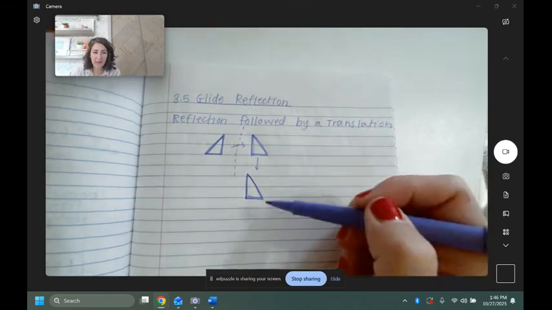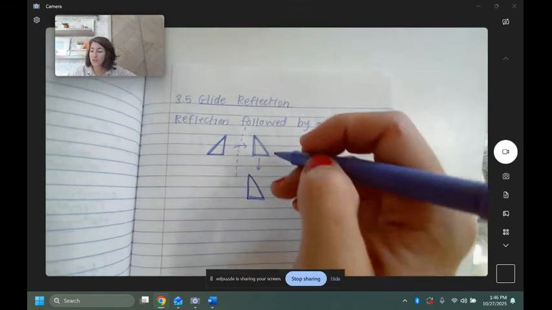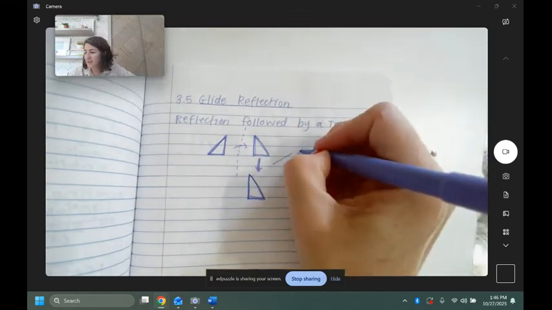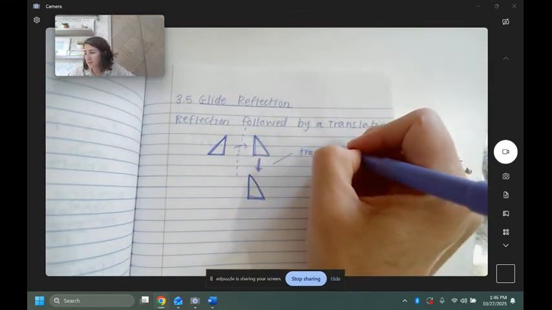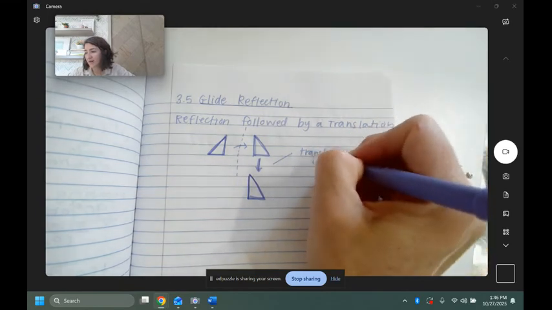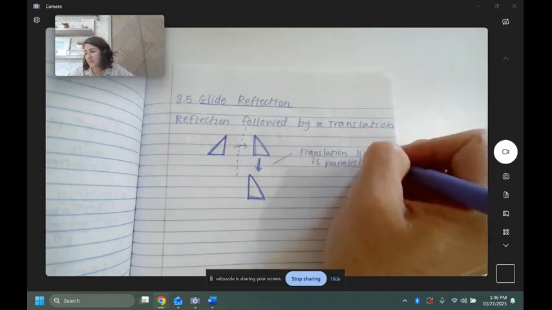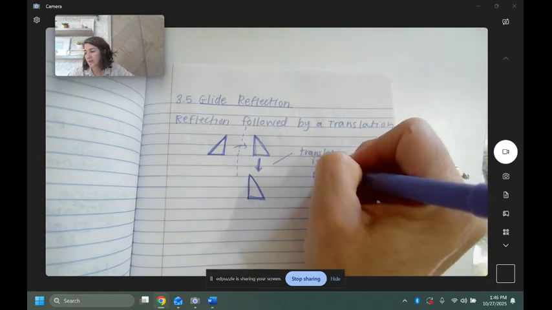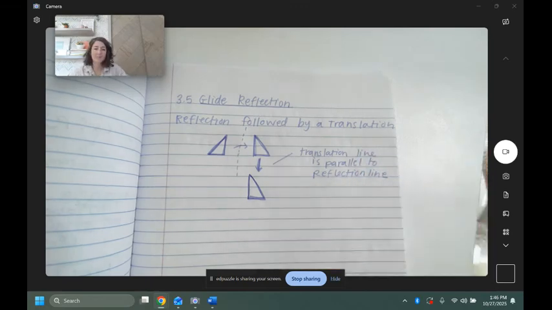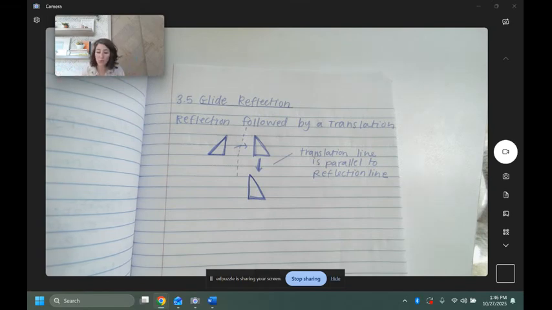And the thing that makes it a glide reflection is the translation part. The translation line is parallel to the reflection line. So it's just like a little more structured, kind of two things working together. It's a composition of two or more of those rigid motions.